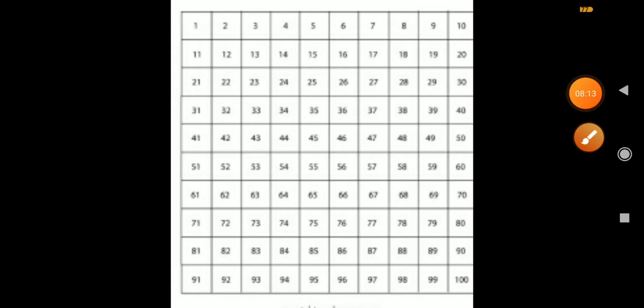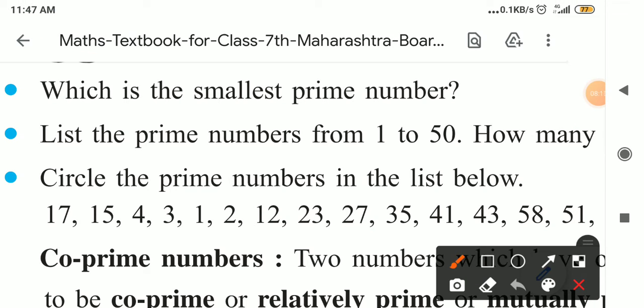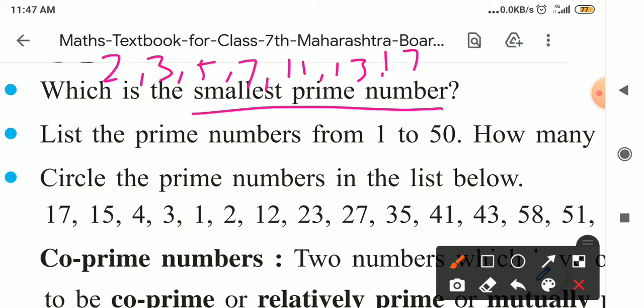Okay, so now we have seen the prime numbers. Which prime numbers did we see? 2 3 5 7 11 13 17. Among these, which is the smallest prime number? 2 is the smallest prime number.